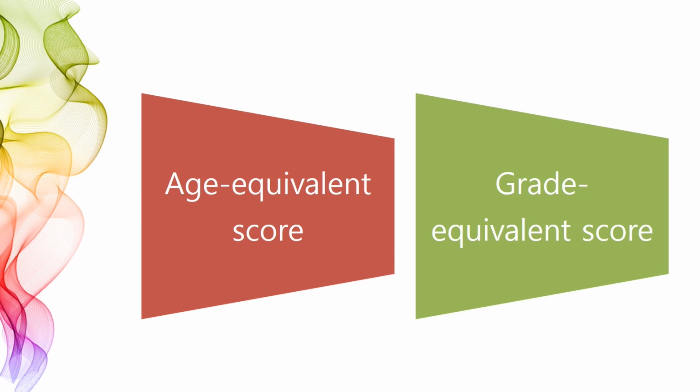A grade equivalent score is the grade level at which most students obtain the examinee's score. For example, a grade equivalent of 5.5 means that the examinee obtained the same score as the average student halfway through the 5th grade.